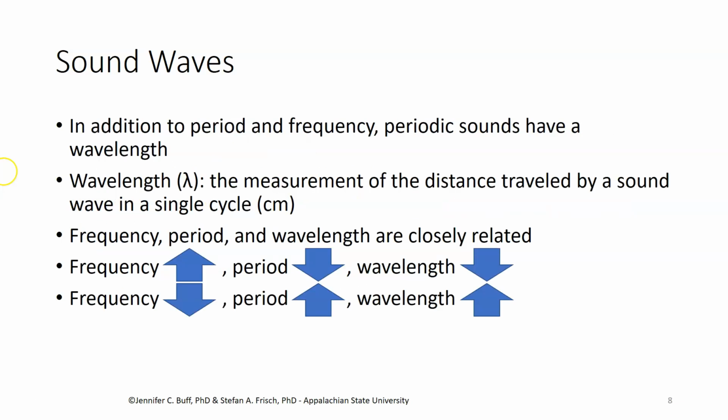In addition to their period and frequency, periodic sounds have a wavelength. I mentioned earlier that we can talk about sound waves as they change over time hitting a microphone, or we can talk about them as they propagate over distance in a room, for example. Wavelength is that axis for propagation over distance. The symbol that gets used for wavelength is the Greek lambda, and the wavelength is the distance traveled by a sound wave in a single cycle. We'll compute wavelengths in terms of centimeters because that's a good scale for the vocal tract.